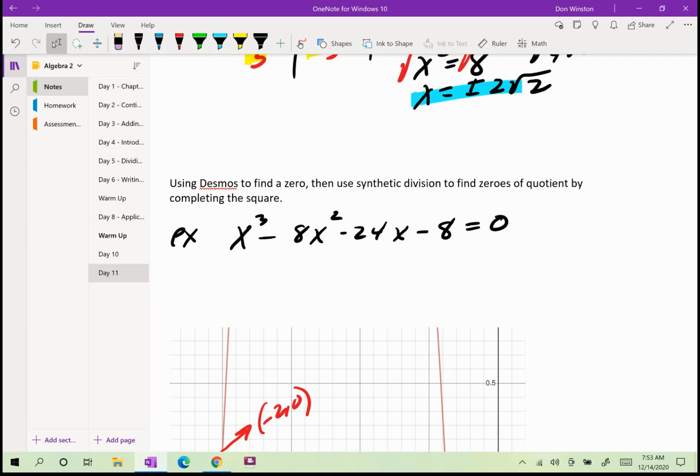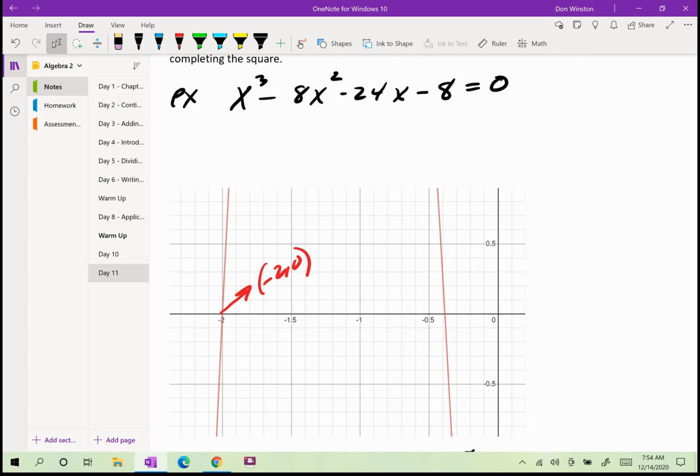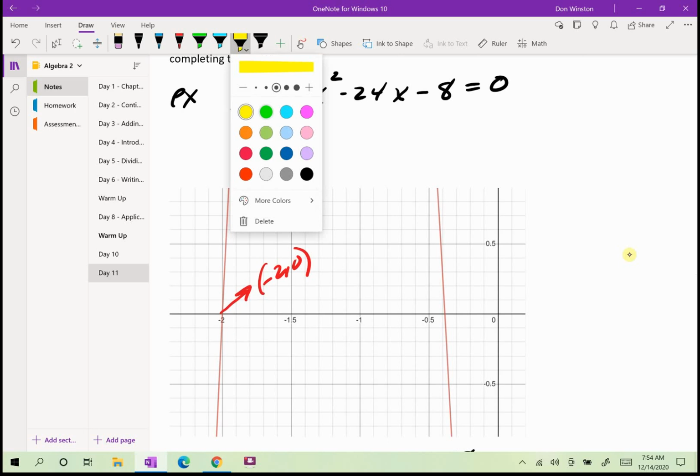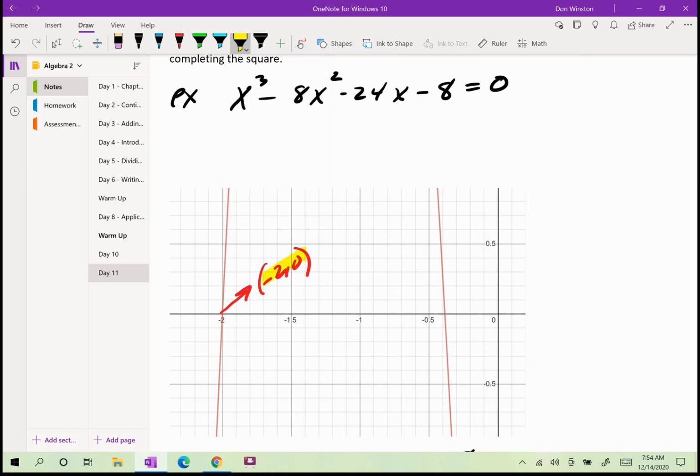So what we do is we graph that cubic polynomial by using decimals. And here, I see that I have one zero to be negative 2. My x-intercept is negative 2, 0. So one zero will be negative 2. Okay, I see another zero here, but that looks to be like a fraction or so, or maybe even an irrational number. Don't know. But I have at least one zero, which is negative 2.